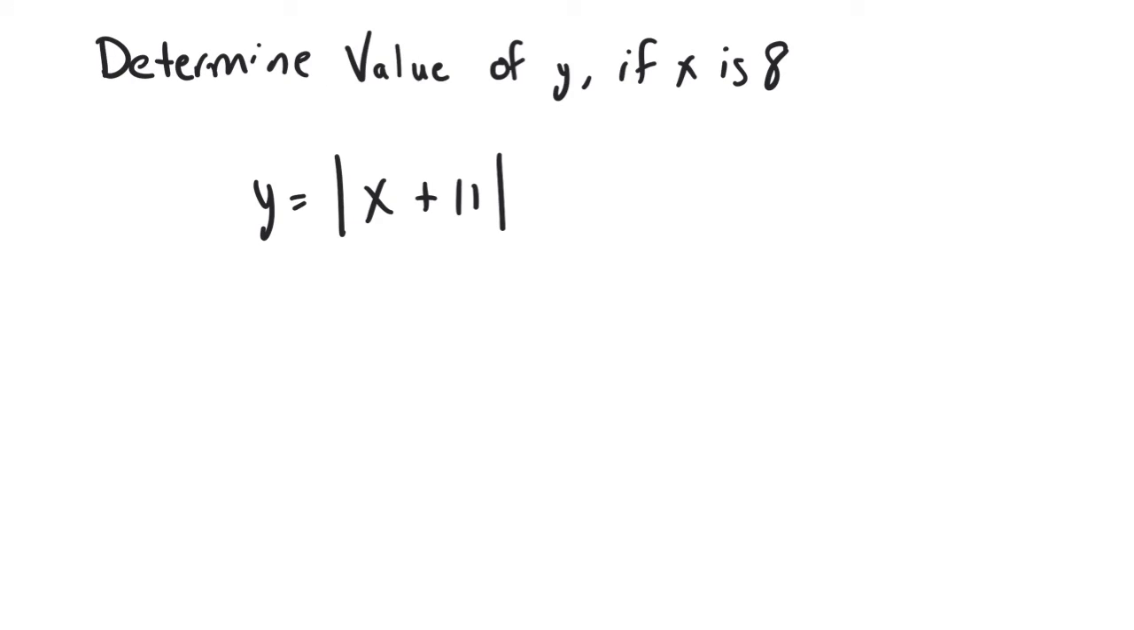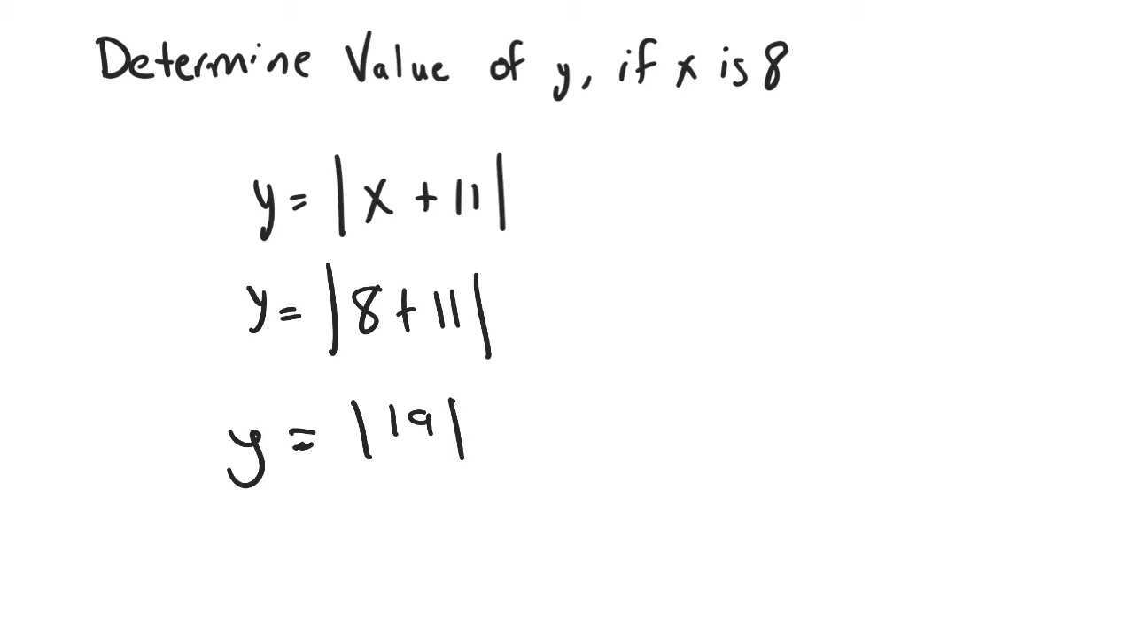All right, this problem is kind of the same. You're going to have to plug the 8 in here, do all this math before you take the absolute value. So I have y equals, I'm going to plug in an 8 for the x, and I'll have 8 plus 11. And then I got to take the absolute value of it all. So 8 plus 11 is 19. So I have the absolute value of 19. And the absolute value of 19 is just 19. Because the 19 is already positive. Not really a whole lot to do there.